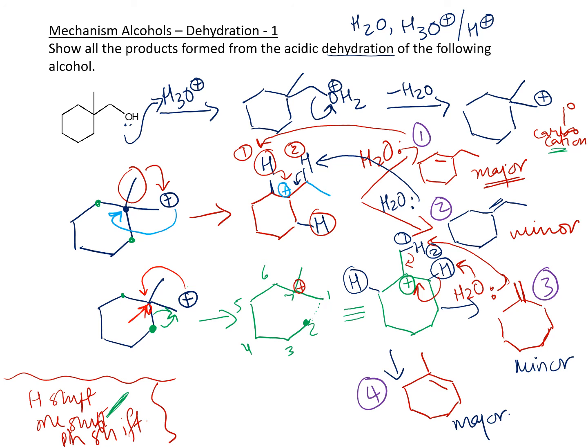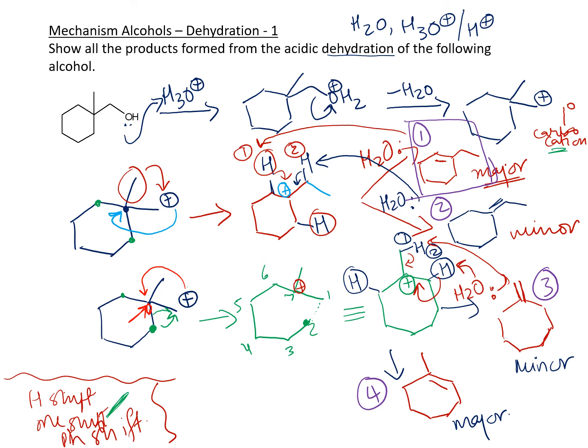So if you have 4 products, which one is going to be the major one? And the major is going to be 1. Why is that the major product? Well, first of all, your alkene is the most stable one, and second of all, your ring is the most stable one. Okay, because cyclohexane is one of the most stable rings possible, even more than cycloheptane. So cyclohexane rings are going to be the most stable rings.